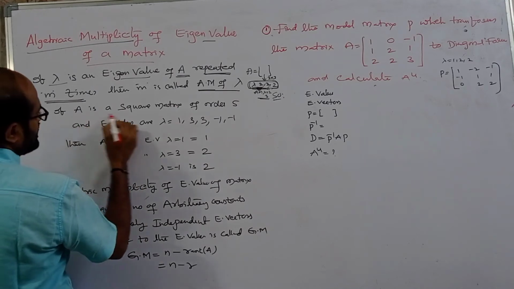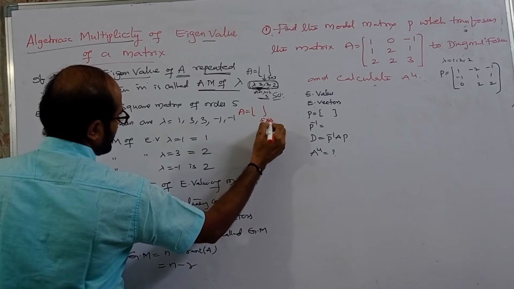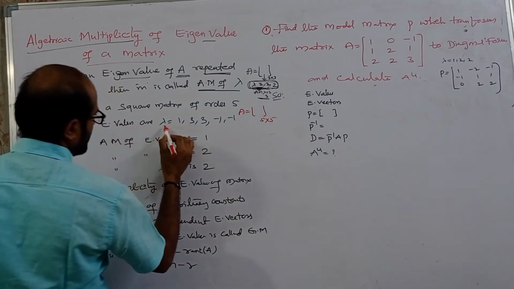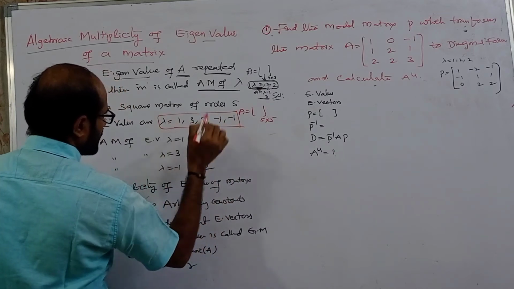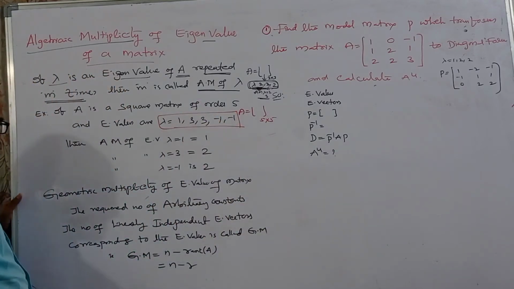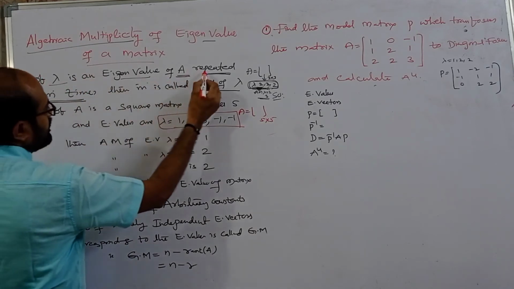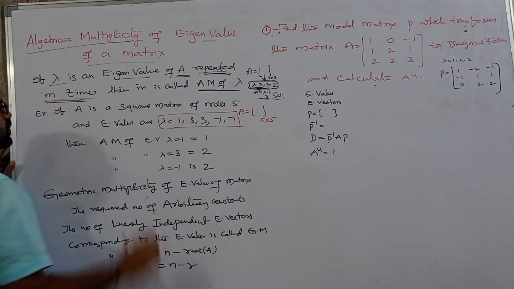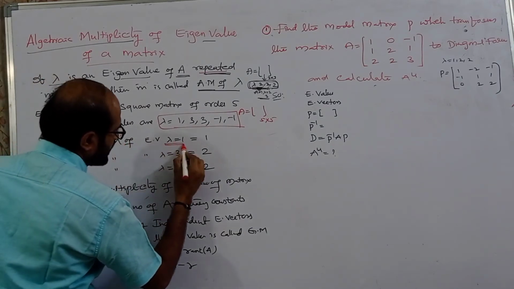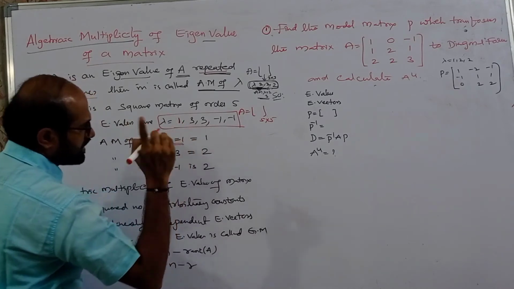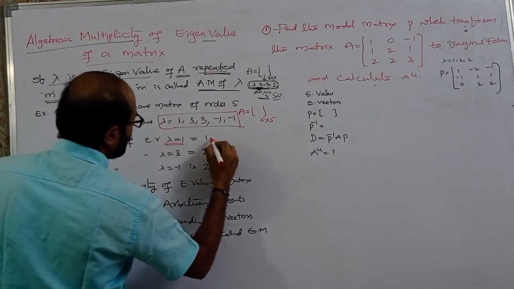For example, if A is a square matrix of order 5, and eigenvalues of this matrix are, let us suppose, 1, 3, 3, minus 1, minus 1. Then what is algebraic multiplicity? Algebraic multiplicity is the number of times an eigenvalue is repeated. So what is the algebraic multiplicity of lambda equal to 1? Lambda equal to 1 is only once, it is repeated only once. Therefore algebraic multiplicity of 1 equal to 1.